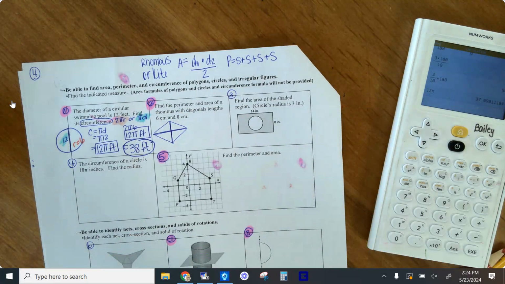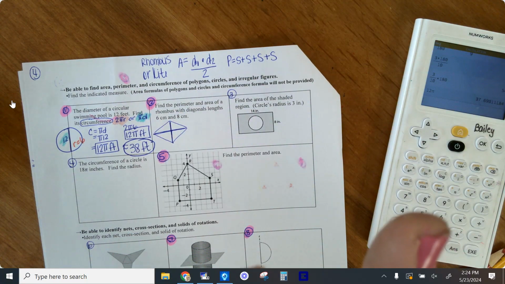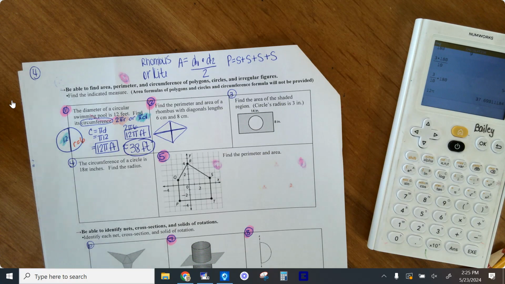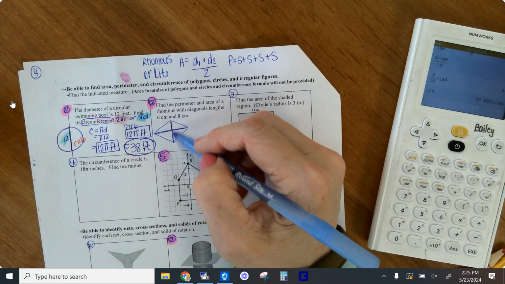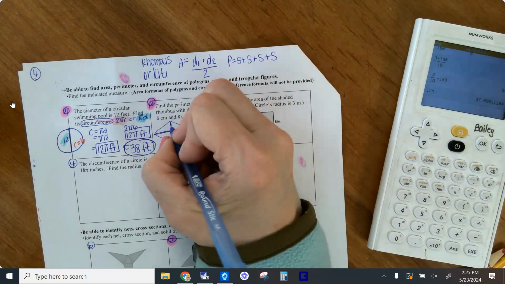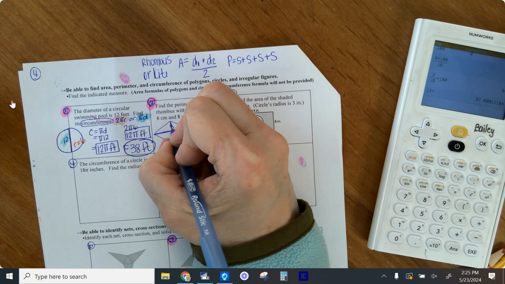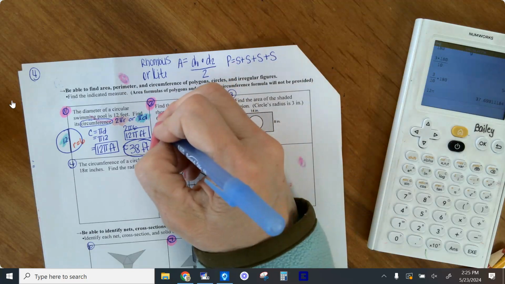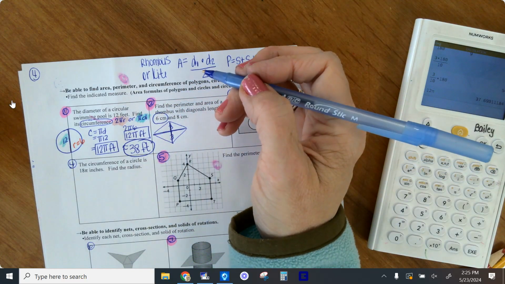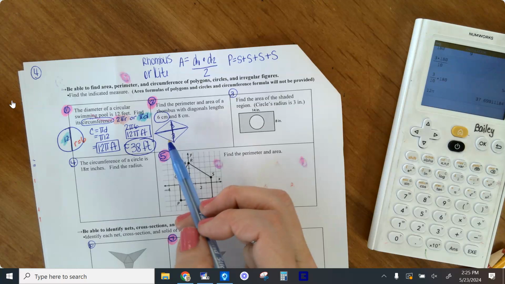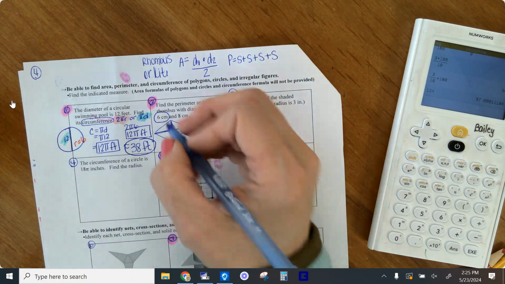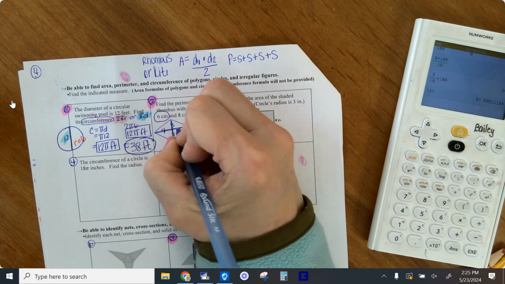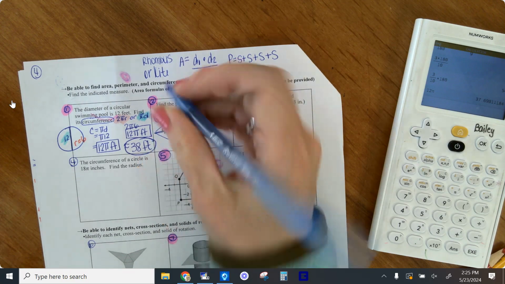Now I want you to remember the characteristics of a rhombus. In a rhombus, the diagonals bisect each other, so they cut each other in half. So if this is 6, then how much is each half? 3. Half of 6 is 3. The other diagonal is 8, so what's half of 8? 4. So here's a 4, and here's a 4.